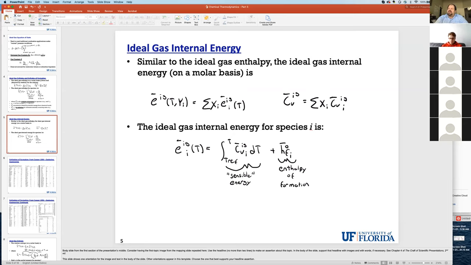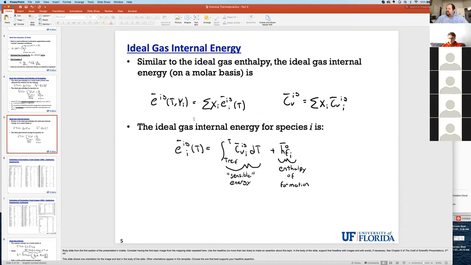We can define an ideal gas internal energy. I use the symbol e, not U, because we'll be doing combustion and we'll have flow. If you've worked in fluid mechanics or combustion, you know that U is a variable that is used way too often. So I use small e for the internal energy.